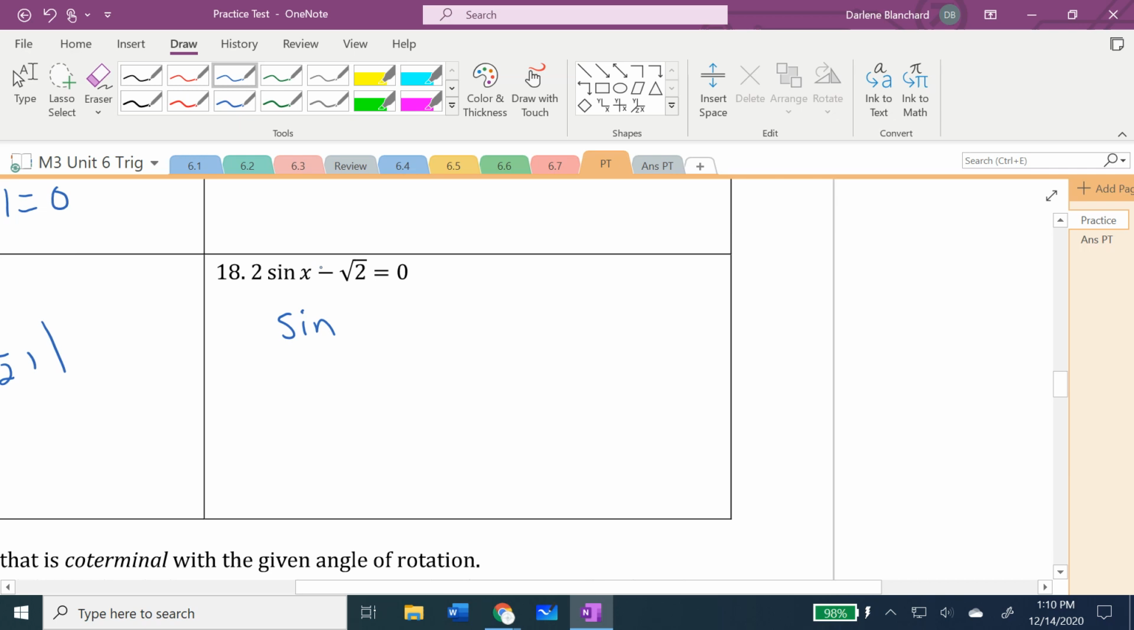I need to first isolate my sine x. If you just circle it and pretend that it's one variable, you can probably see the two-step equation solving that you need to do. You need to first add √2 to both sides and then divide by 2. Then you're ready to move on to the unit circle.